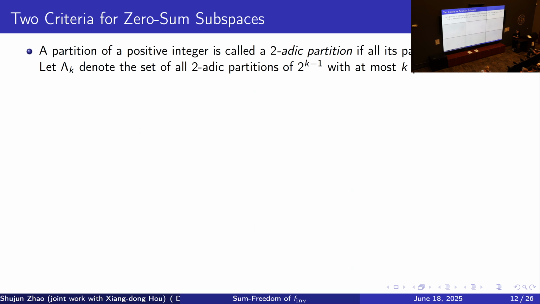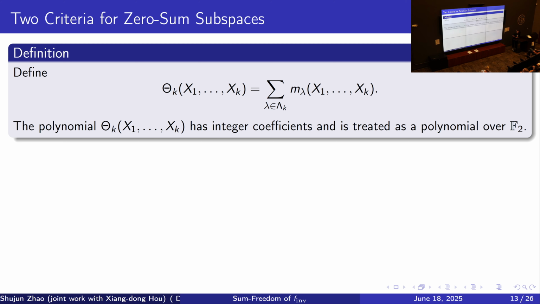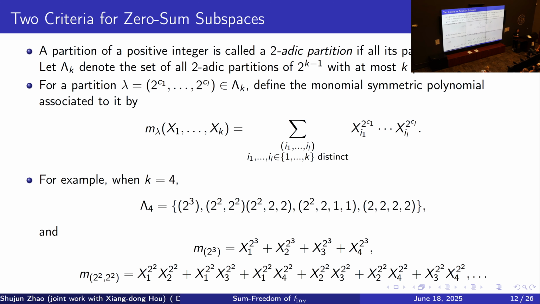Keeping this in mind, let's talk about some other things. If we have an integer and we take the 2-adic partition, it is a partition such that all the parts are powers of 2. We denote Rk to be the 2-adic partition of the number 2 to the k minus 1. For example, if we take k to be 4, then Rk is equal to what we showed here: 2 to the 3, 2 to the 2 squared, like this.